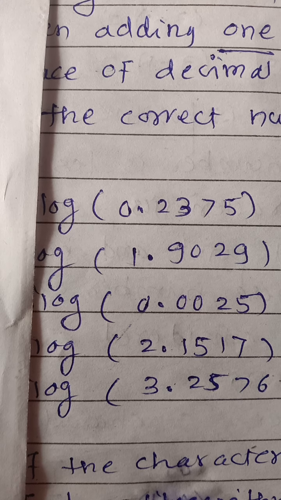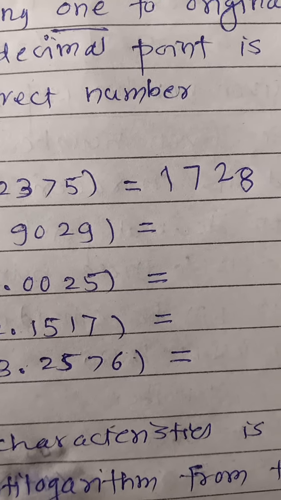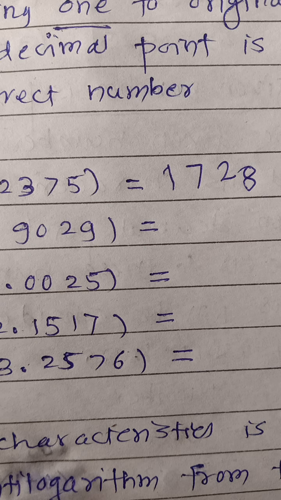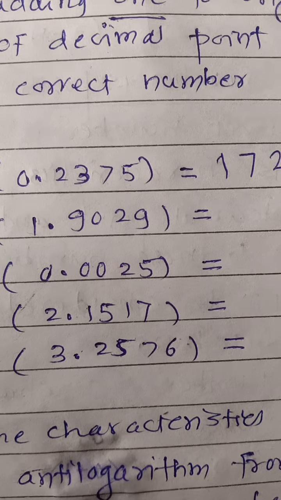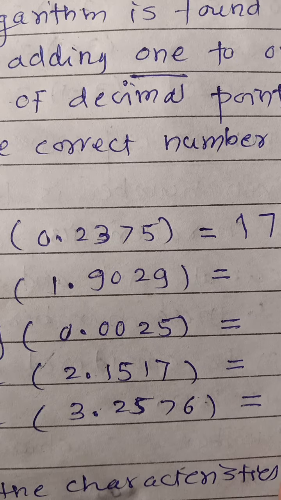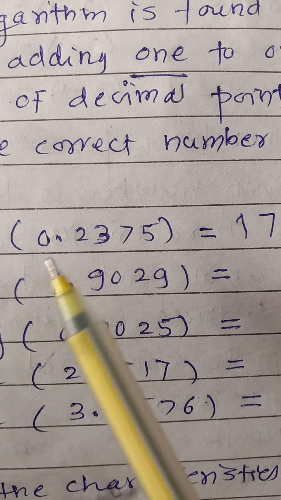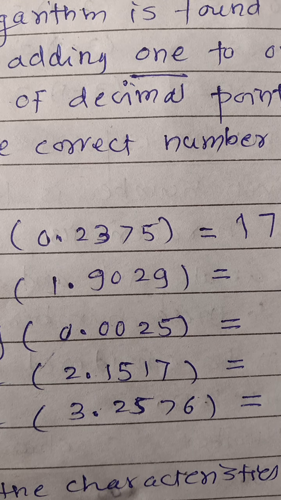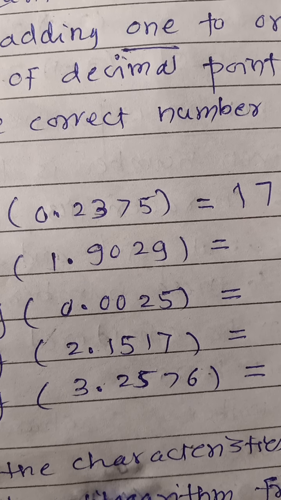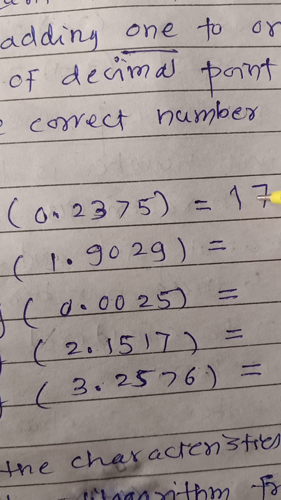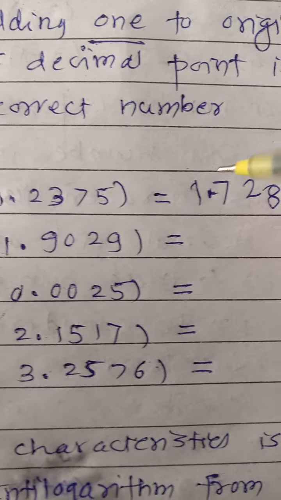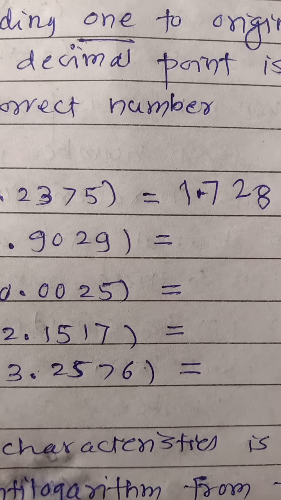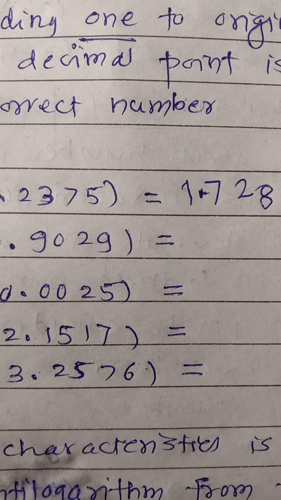We will write it as 1728. But our original characteristic is 0. Then in order to find out the place of the decimal point, we will have to add 1 to it. So 0 plus 1 will be equal to 1. So we will have to leave 1 digit towards the left side of the decimal and put the decimal there. Therefore the answer is 1.728.